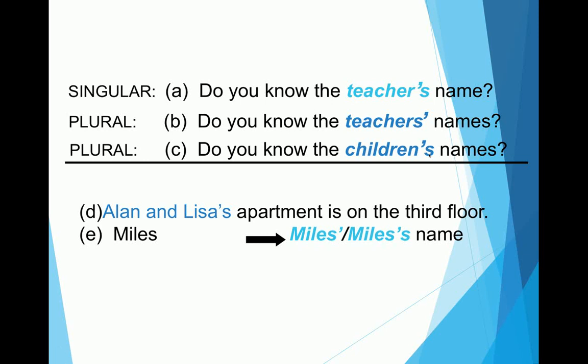When two or more names are connected by and, only the final name shows possession. Like this example, Ellen and Lisa's, so only Lisa's receives the apostrophe s. If a singular noun ends in s, like Miles, there are two possible forms. Add an apostrophe and s, like this one, Miles's, with apostrophe s, or just add an apostrophe.